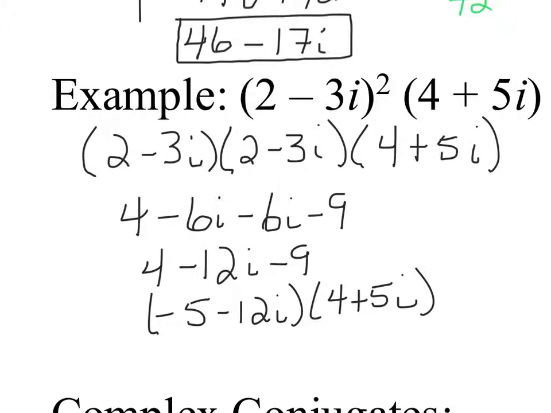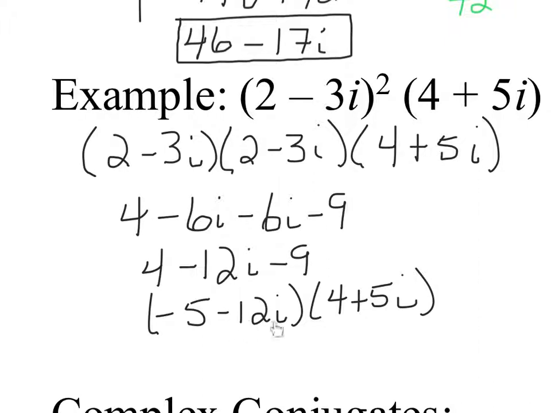So negative 3 times negative 3 is a positive 9, but i times i is negative 1. So positive 9 times negative 1 is still negative 9. Then I just combine my terms. I get 4 minus 12i minus 9. 4 minus 9 is negative 5. And then I have my imaginary part, minus 12i.